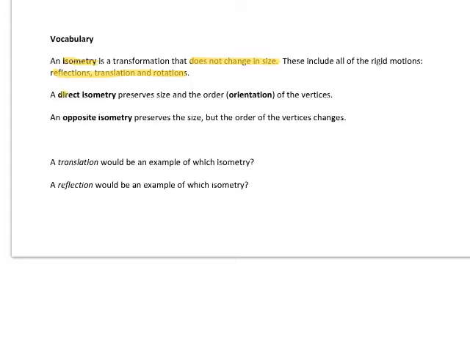Now we have direct isometry. A direct isometry preserves the size and the orientation of the vertices. And then an opposite isometry changes the order of the vertices. So an opposite isometry is going to be your line reflections. A translation, since it doesn't change the order, would be direct. And a line reflection would be opposite.